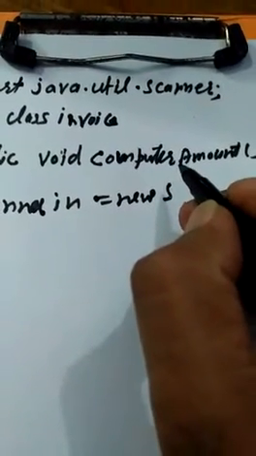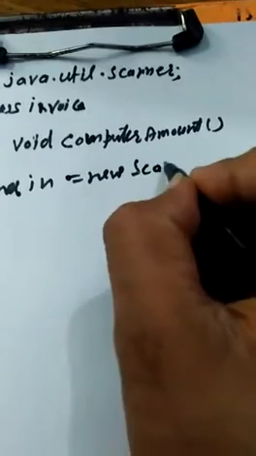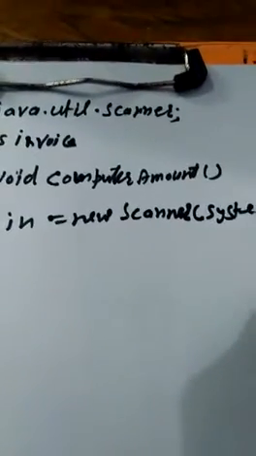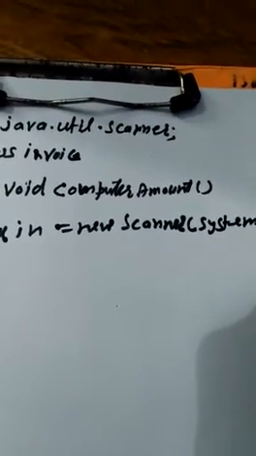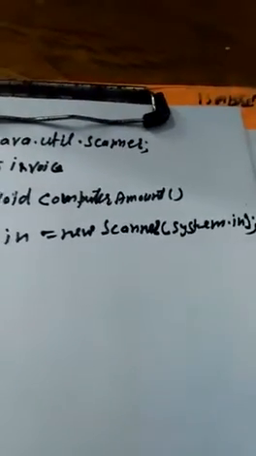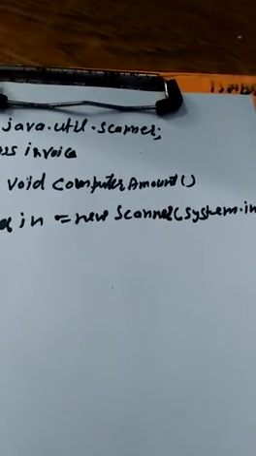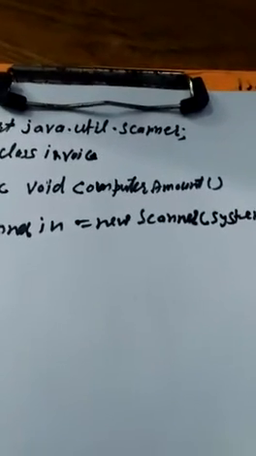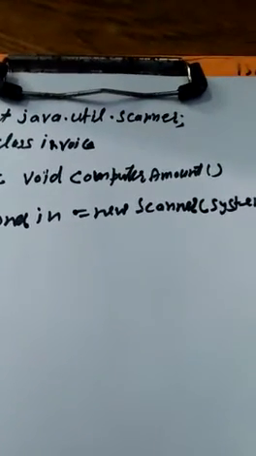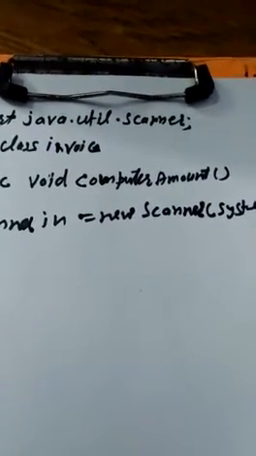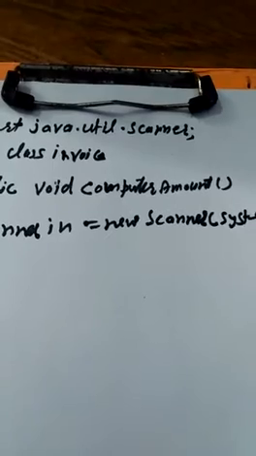Here you will write new Scanner(System.in). Okay, now next, we have to enter the value of the MRP. First of all, we have to give the MRP, then after that it will calculate the discount, and then we will get the price list.